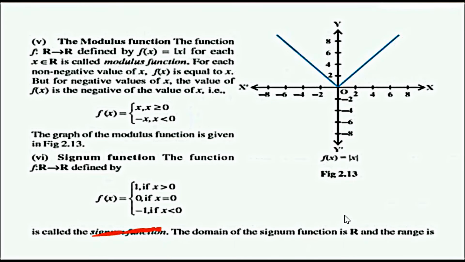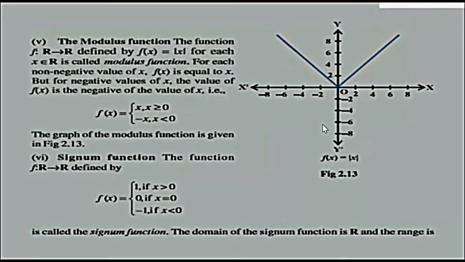The domain of the signum function is R, no problem. But the range is only these three. As we recall, the constant function has only C as the range, because anything you put, it is going to give you a constant number. Here also anything you put, it is going to give you 1, 0 or minus 1.